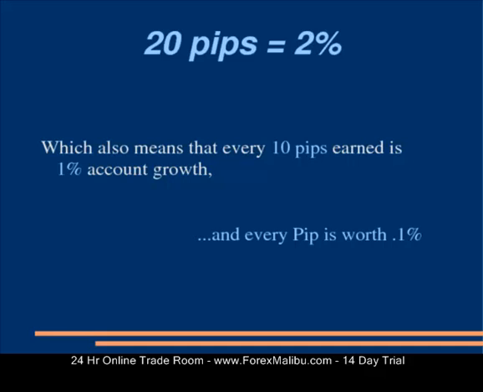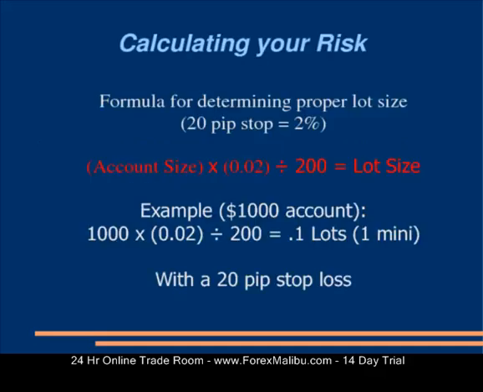Okay, let's calculate our risk. This is the formula for determining how many lots I can put on this trade for a 20 pip stop that's going to equal 2%. So here you do the formula for determining proper lot size. Now this is based on a 20 pip stop and 2% risk.